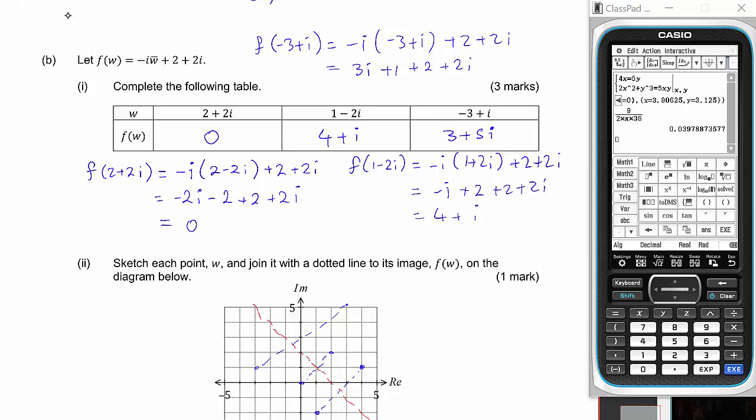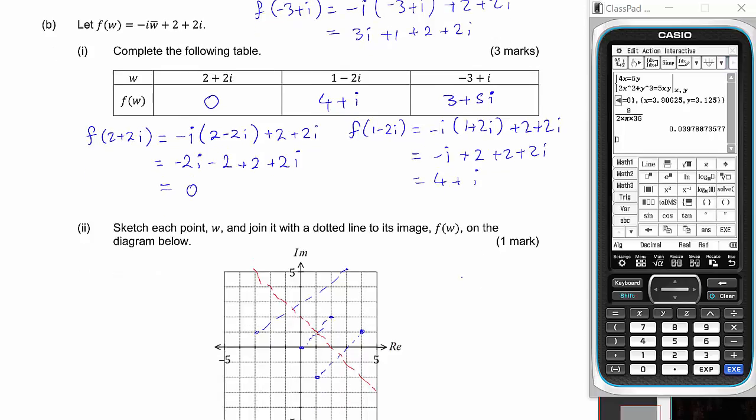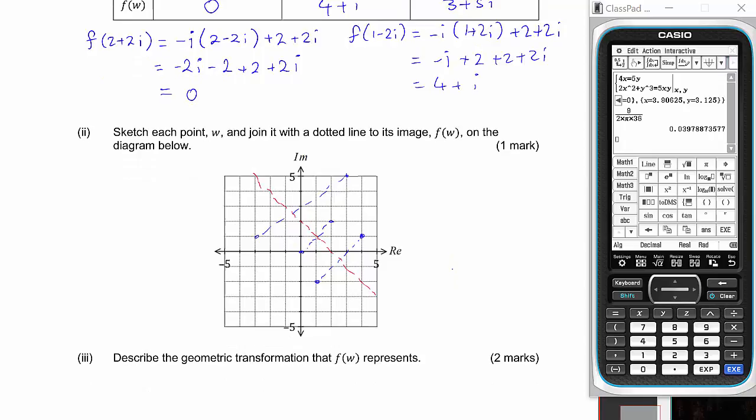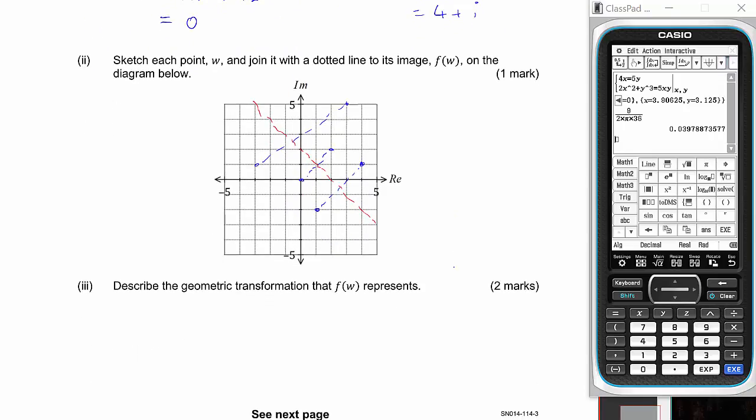I think we need to check that one. So that's 3i minus i squared, which is plus 1, plus 2, plus 2i. That is 3 plus 5i, but I've not put that in the right place. So it's a good job I checked. 1, 2, 3, 2, 3, 4, 5. It's right up there. Still doesn't look quite right. I'll check it again in a minute.